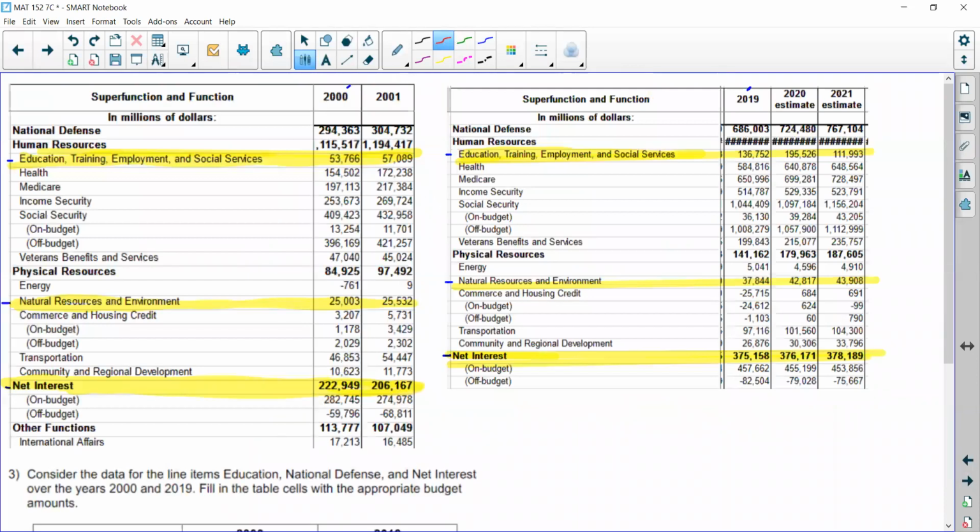Now looking at the spreadsheet, if we consider the data for the line items, education, national defense, and net interest over the years 2000 and 2019, we're going to fill in the table of values with the appropriate budget amounts. Go ahead and fill them out and then see if you have the right answer. So if I'm looking at education, the first thing, I look at 2000, which is 53,766. And the last one is in 2001. Oh, we need 2019. In 2019 would be 136,762. But if we look at the chart carefully, it says in millions of dollars.